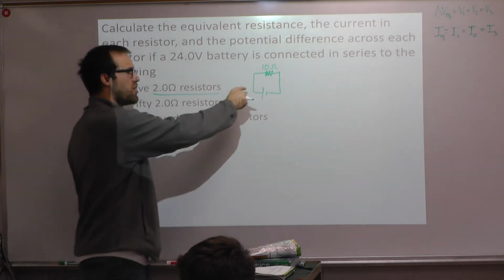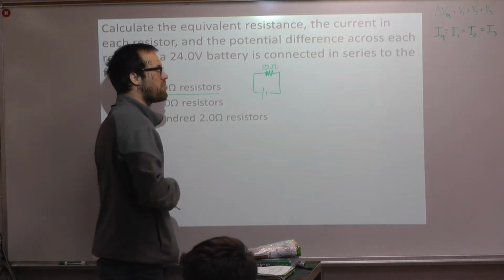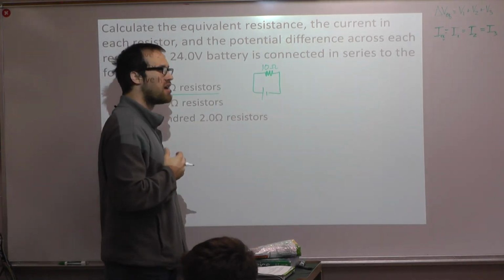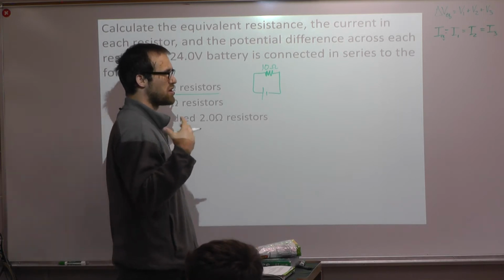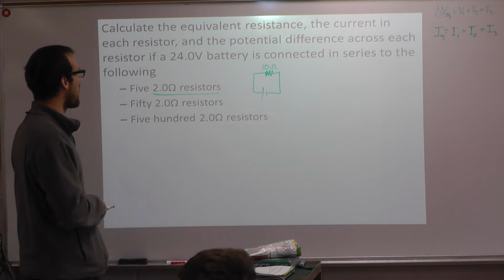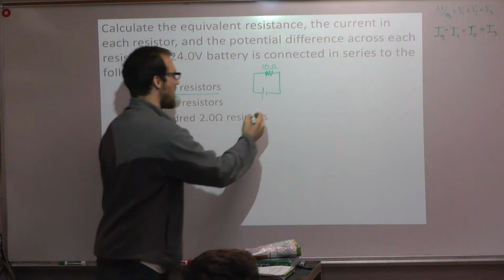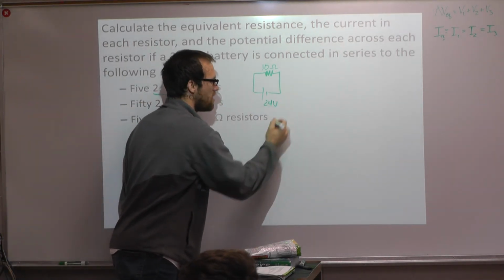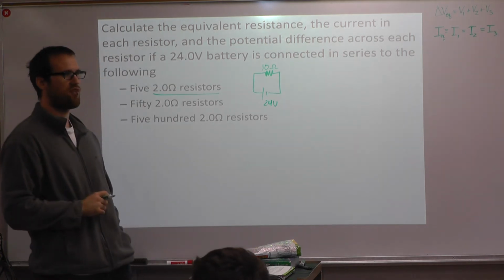Five of them. Do we have to identify if it's parallel or not? Oh, just the first one? I could have written all five. But it's the same thing if I just put a 10. Now, I gotta remember that this is really just theoretically five 2 ohm resistors. Then, we know this battery is 24 volts. If we know the equivalent resistance, we can find the equivalent current.